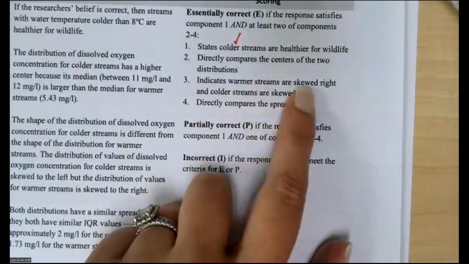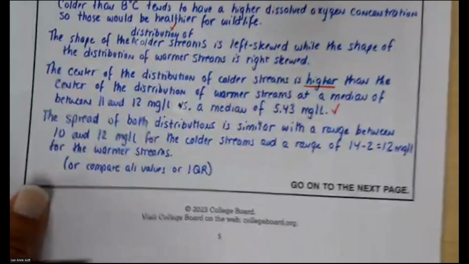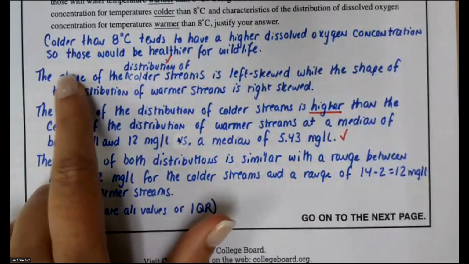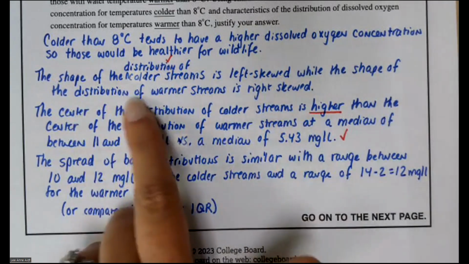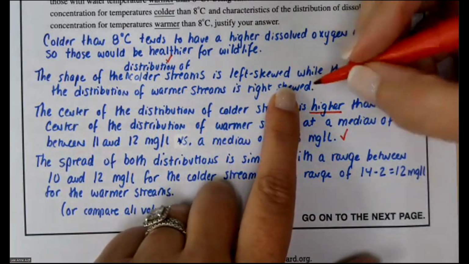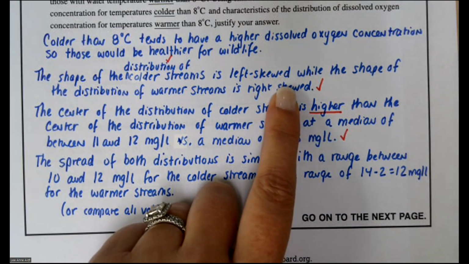Indicates warmer streams are skewed right and colder streams are skewed left. I put that first because I followed socks. The shape of the distribution of colder streams is left skewed, while the shape of the distribution of warmer streams is right skewed. And you feel weird because you're like, how do you compare that? You just say it. Yeah. I should have put it on socks. Thank you, socks.